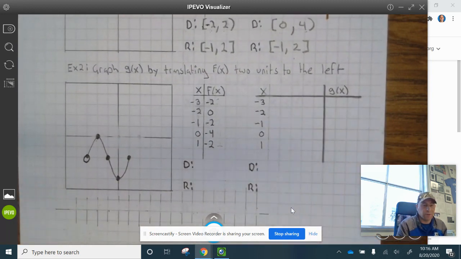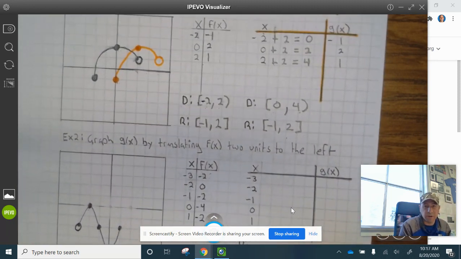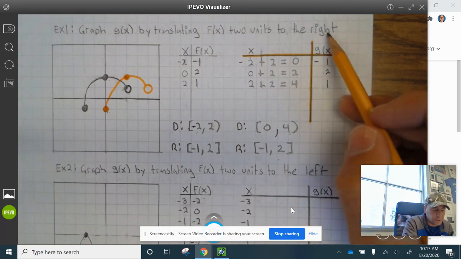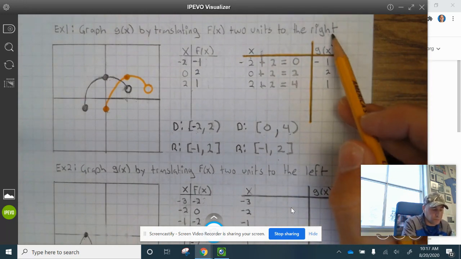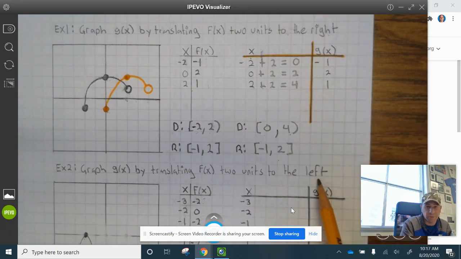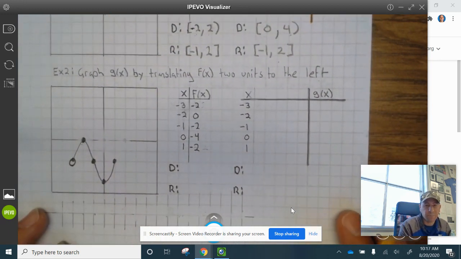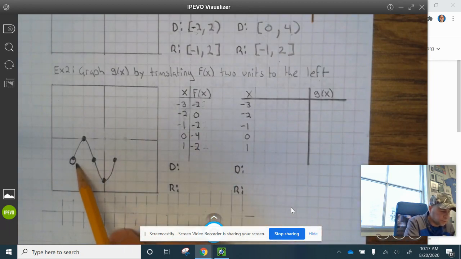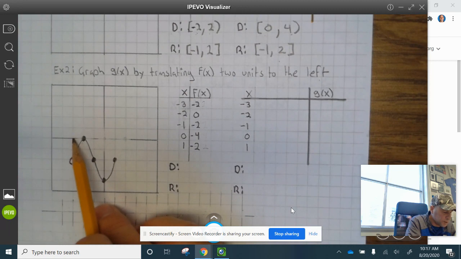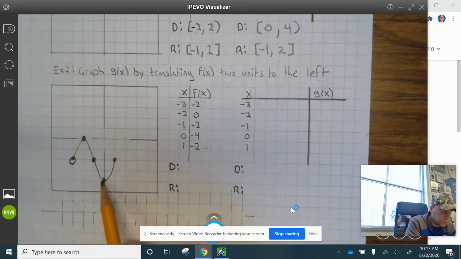All right, example 2. Graph g of x by translating f of x 2 units to the left. Okay. Now, one of the things I like doing in math is connecting things. You'll notice I did to the right here, so it makes sense if we're talking about transformations to go right, and then the next step would be to go left so we can see the difference. Okay. All right, so you can see here I have the points corresponding to this graph here. So negative 3, negative 2, negative 2, 0, negative 1, negative 2, 0, negative 4, and 1, negative 2.